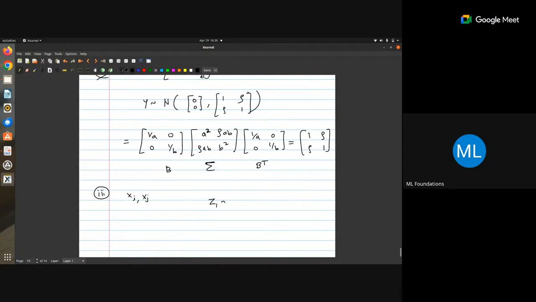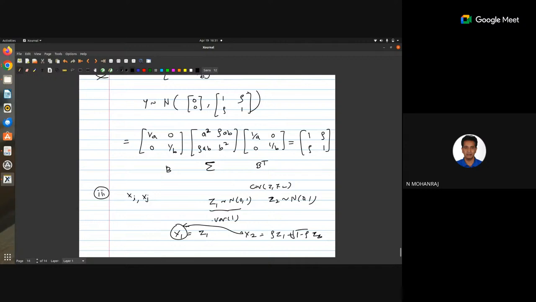Because we started with Z1 normally distributed 0, 1, and Z2 normally distributed 0, 1. Their own variance is 1, but they have some covariance between them. That will translate to the new random variables, the linear transforms of the random variables, which we have formulated by this. So their variance and their covariance will be different, and since it is a matrix form, it will always come in the matrix form, right?